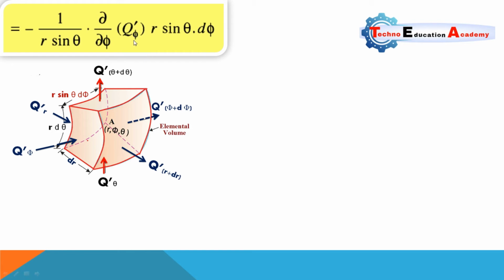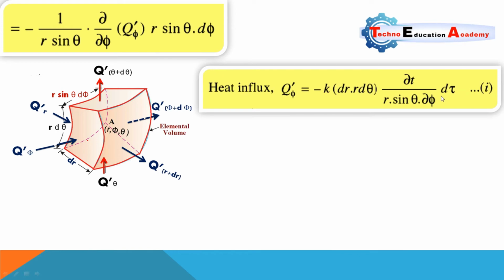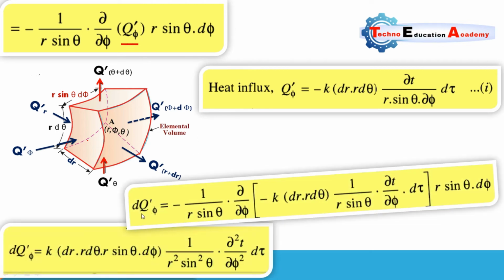Continuing from the previous slide, here we put the value of Q' phi from equation 1 into this equation. So dQ' phi equals, and this is the simplified form of this equation. Here this is a minus sign, this is also minus, so minus minus becomes plus. Here there is del by del phi, and del T by del phi is there. Whenever we multiply this term with this term, it becomes del squared T by del phi squared, and this is the common term, and the d term. So this is the net heat accumulated in the phi direction.